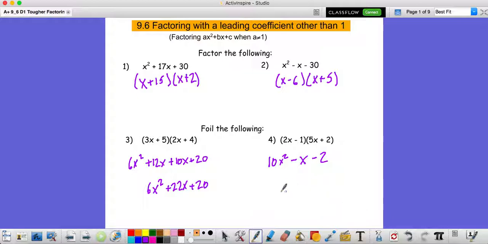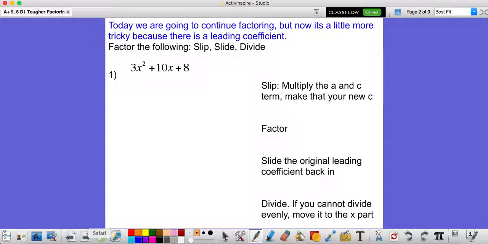So what we're going to look at today is how we can factor something like this or like this that has a leading coefficient that isn't 1 and write it in factored form like we did for examples 1 and 2. So just to prep you on this, there are about 6 different methods that I know for factoring something with a leading coefficient, something like 3x squared plus 10x plus 8. I'm only going to go over one in the video.